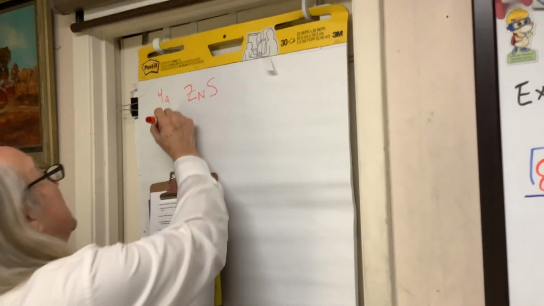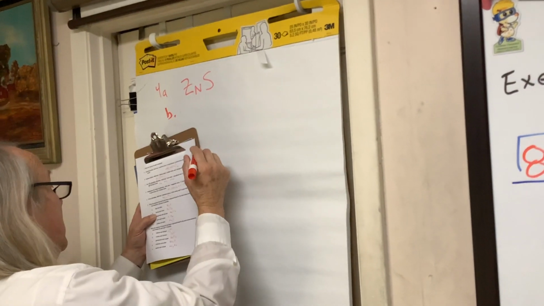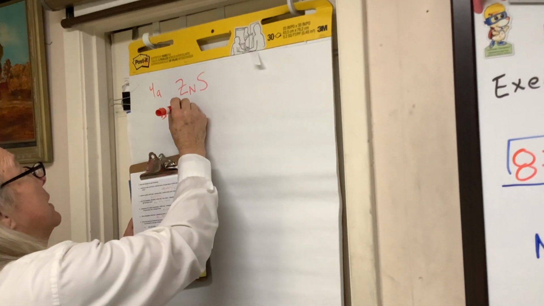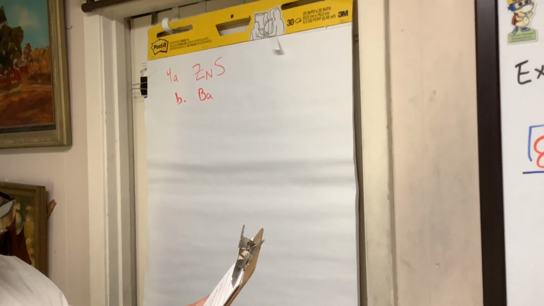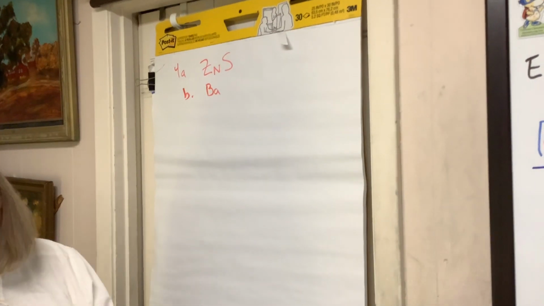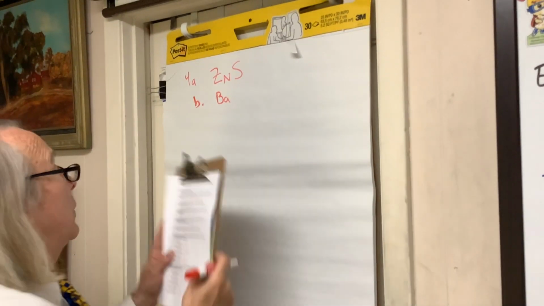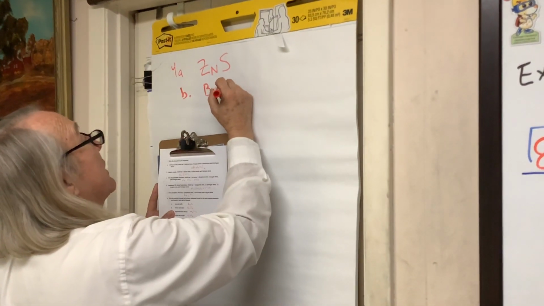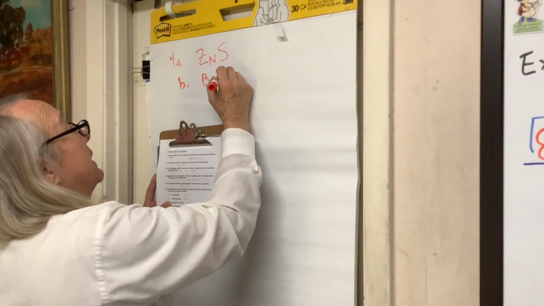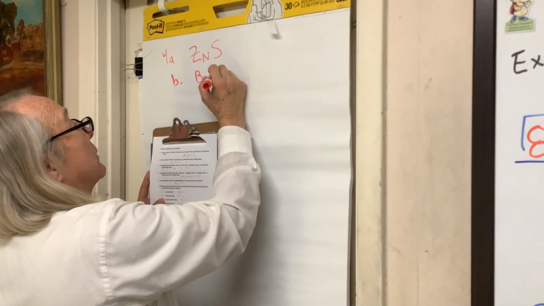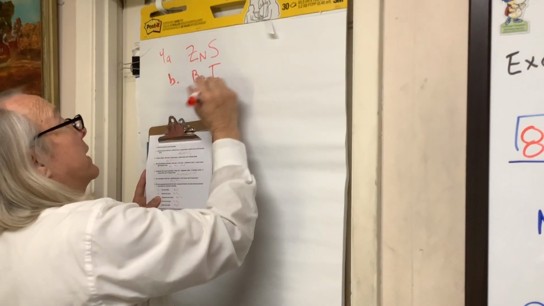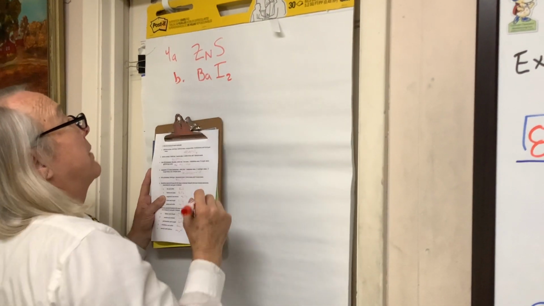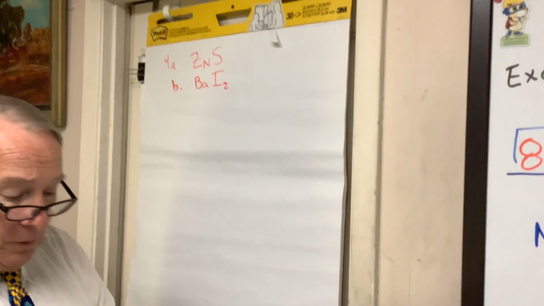Barium and iodine, okay? Barium is what? Trying to remember where it is. I think it's +1, right? It's a group 1 metal. And iodine is -1, like the halogens. Oh no, barium is a group 2 metal, so we need 2 I minuses, barium BaI2.